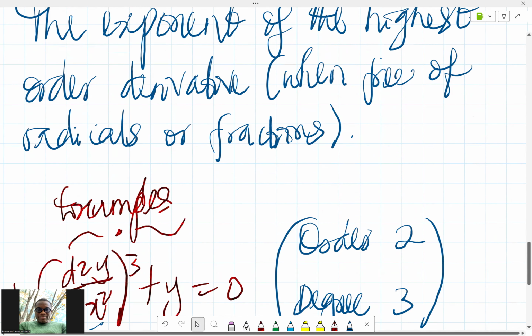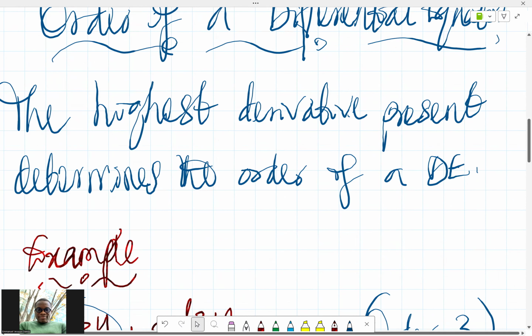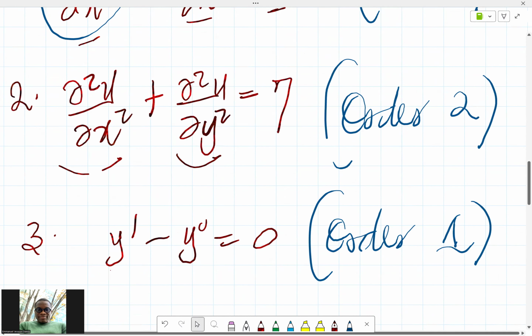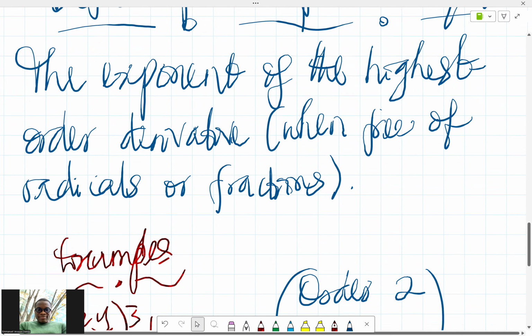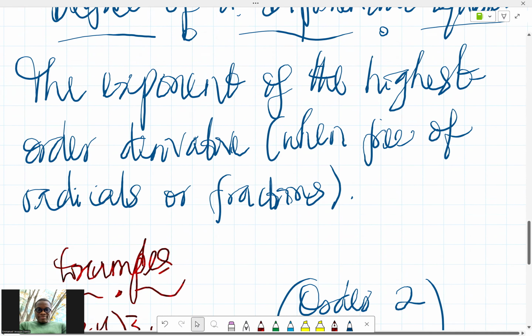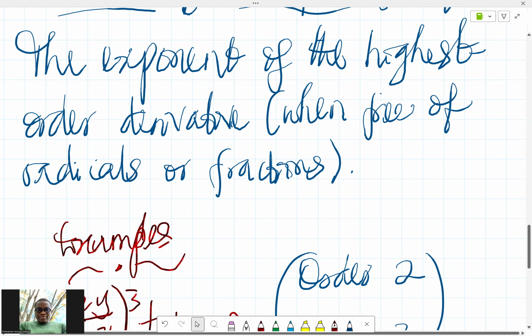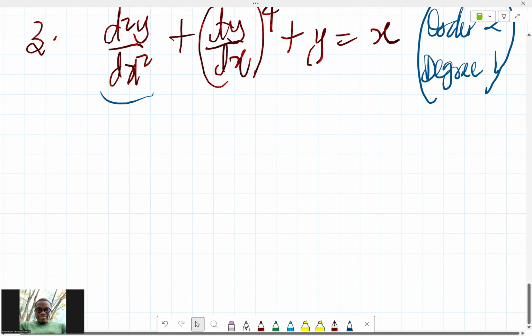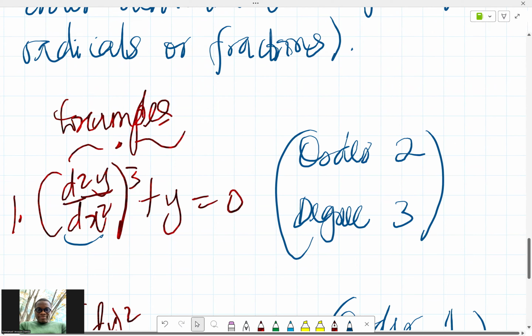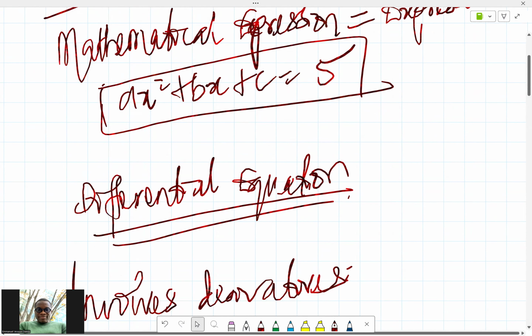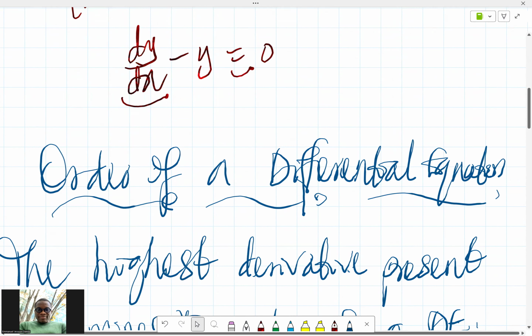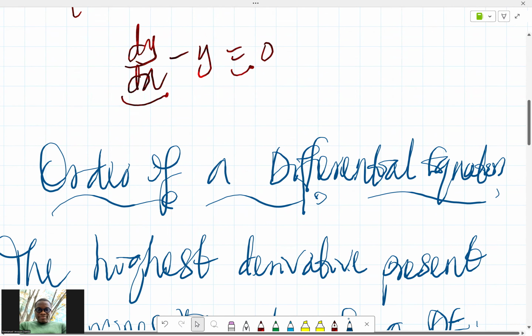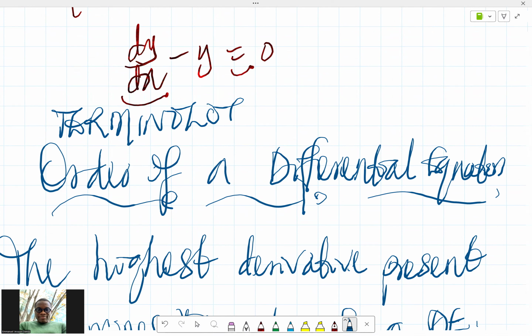So order is determined by the highest derivative present, whereas degree is the exponent, the power of the highest order derivative when free of radicals or fractions. So when there are fractions, it's difficult to talk about the degree, right? That's really important. Everything we've been doing so far, you can look at as some terminology, the terminology of differential equations.